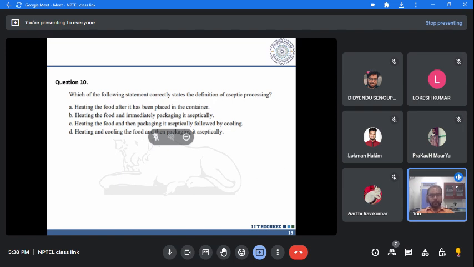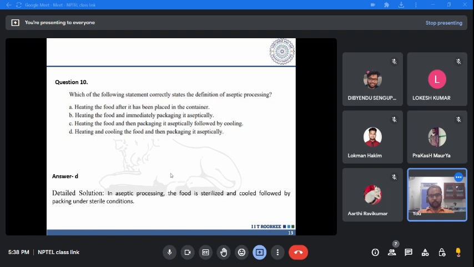If you know aseptic packaging, you can answer this question. Prakash More is saying D. Okay, D is the correct answer. In aseptic packaging, the food is sterilized and cooled, followed by packing under sterile conditions.